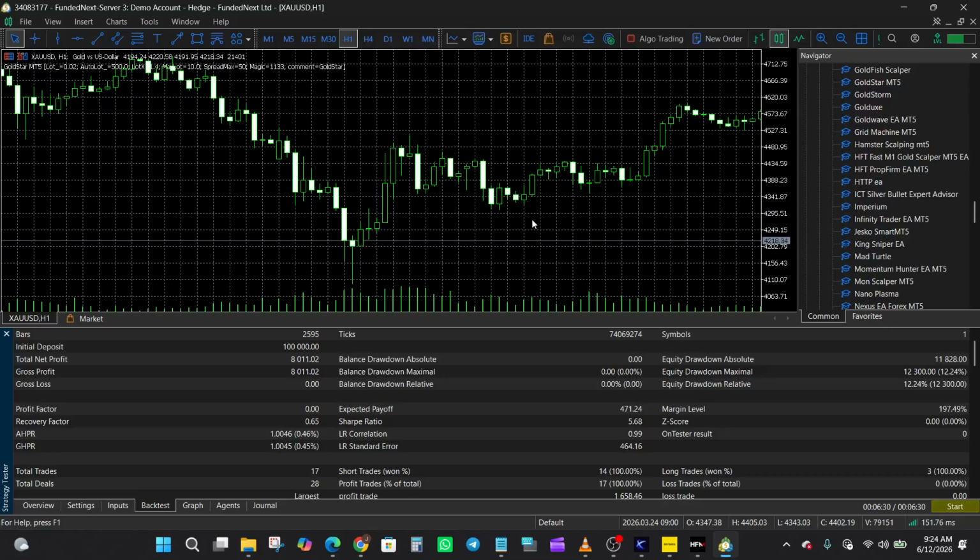So overall, the GoldStar EA presents itself as an automated gold trading solution that is focused on multi-time frame analysis, built-in money management, and ease of use. So if you are interested in automated XAUUSD trading, it might be worth reviewing the available information carefully and conducting your own testing extensively. You can run the test over a year, 2 years, or even more, so that you can capture a wider range of market conditions before considering any live deployment.